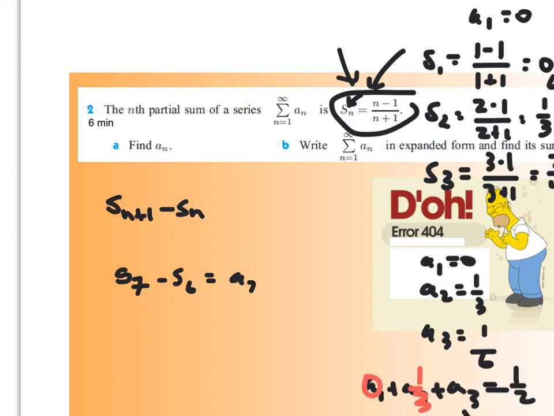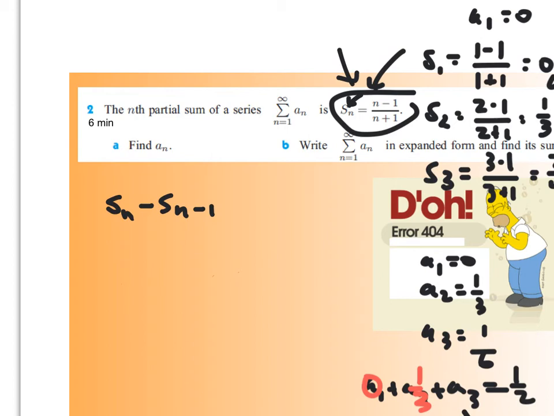a sub 7. So actually what I'd like to do right now is I'm going to switch this and call this S of n minus S of n minus 1. Okay, so if I do that, like I do here, if I take S sub 7 minus S sub 6, I get the seventh term. So if I take the sum of the first n terms minus the sum of the first n minus 1 terms, I'll get the nth term.